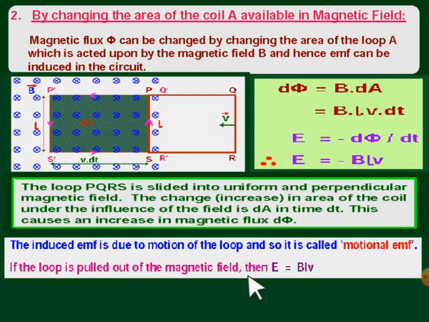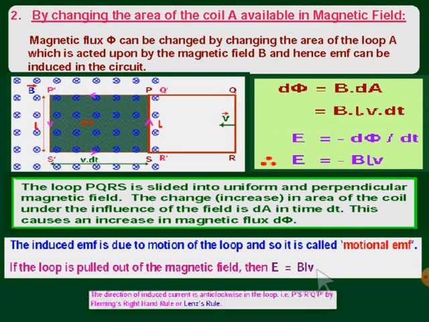Induction. If this rectangular coil is moved away, then what happens? The induced EMF developed in the coil will be minus of minus BLV. That means it will be plus BLV, right? That is what is written here.